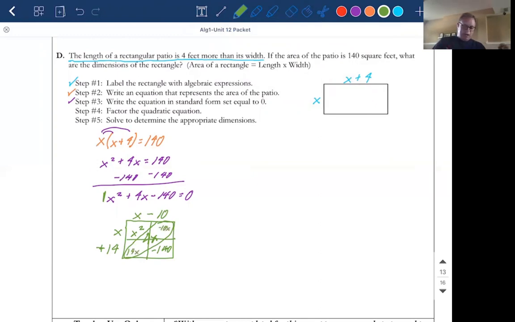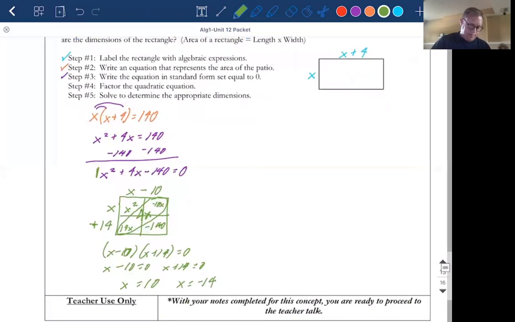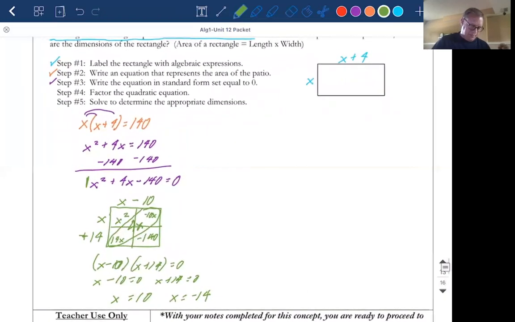So there are my factors, and I could go ahead and solve it from there, setting both of these equal to 0 and solving. Okay. Now, so that's a way in which we can factor it.